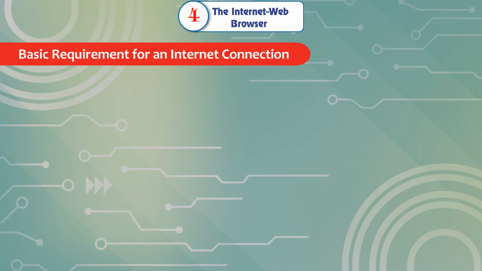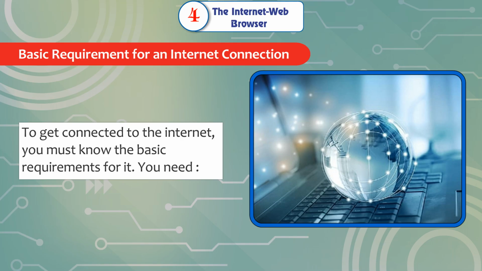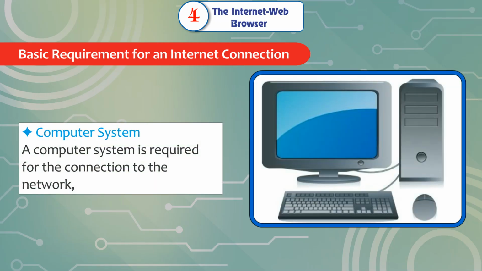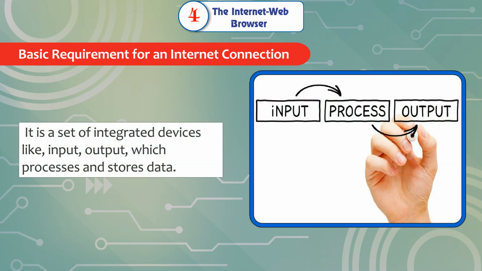Basic requirement for an Internet connection. To get connected to the Internet, you must know the basic requirements for it. You need a computer system. A computer system is required for the connection to the network, which must have 4 GB RAM and 500 GB hard disk space for working on the Internet. It is a set of integrated devices like input and output, which process and store data.